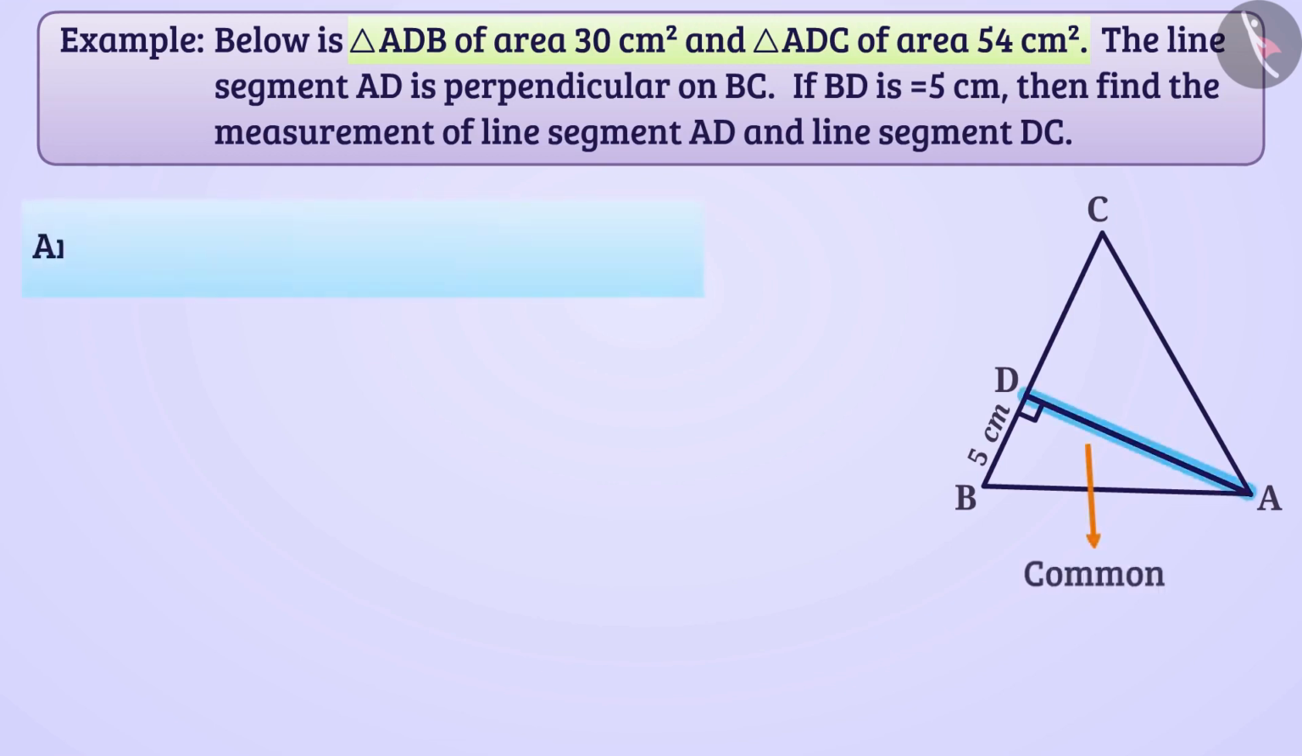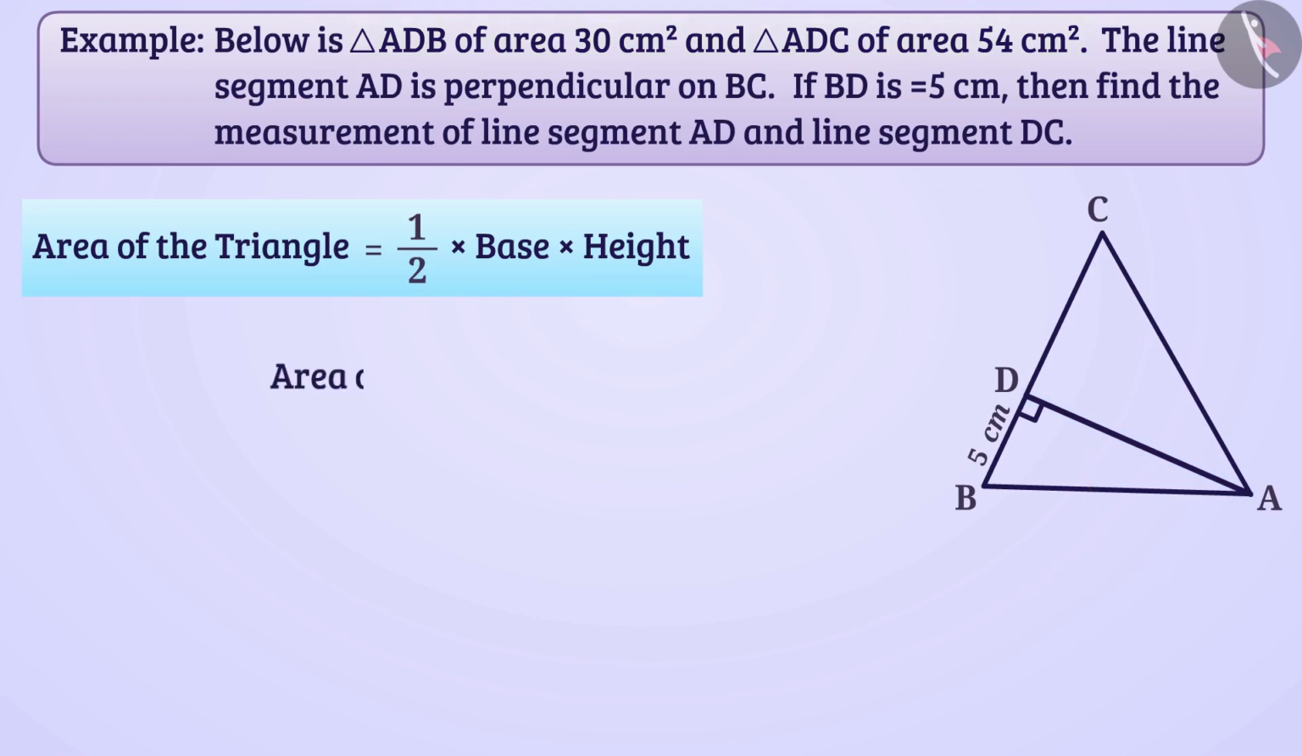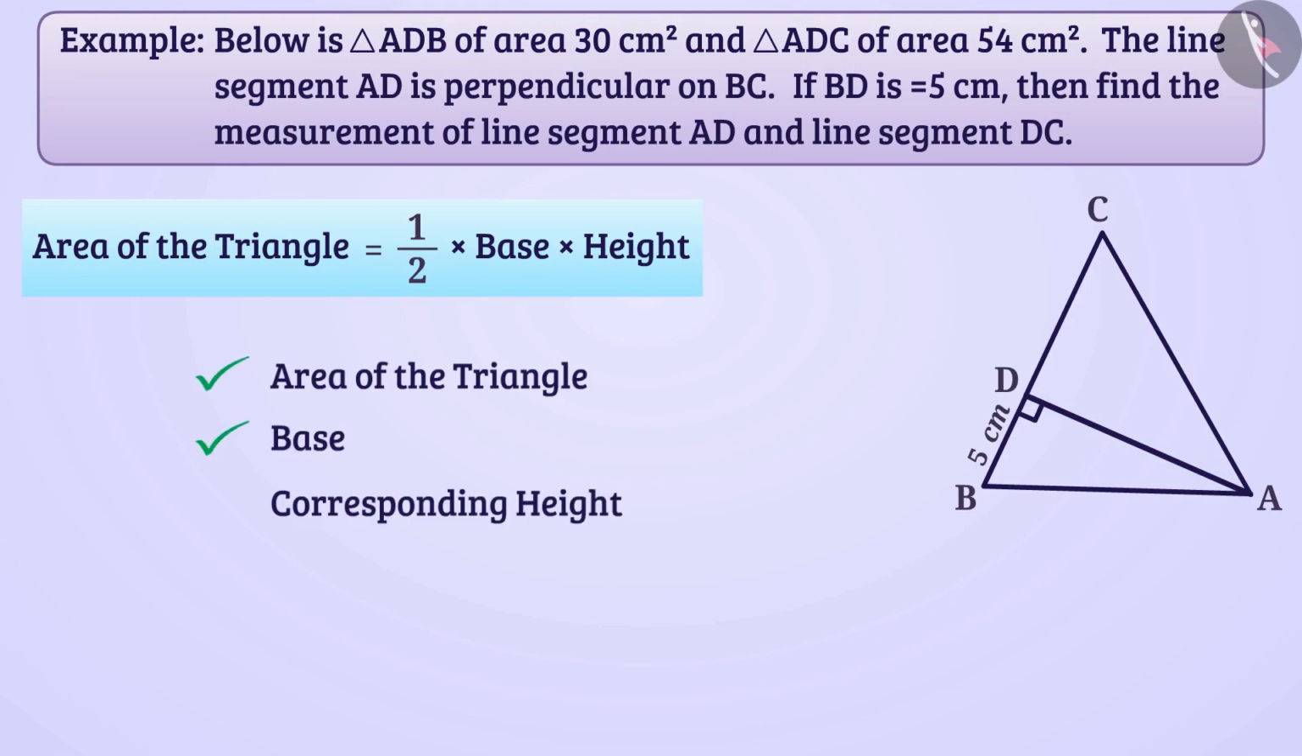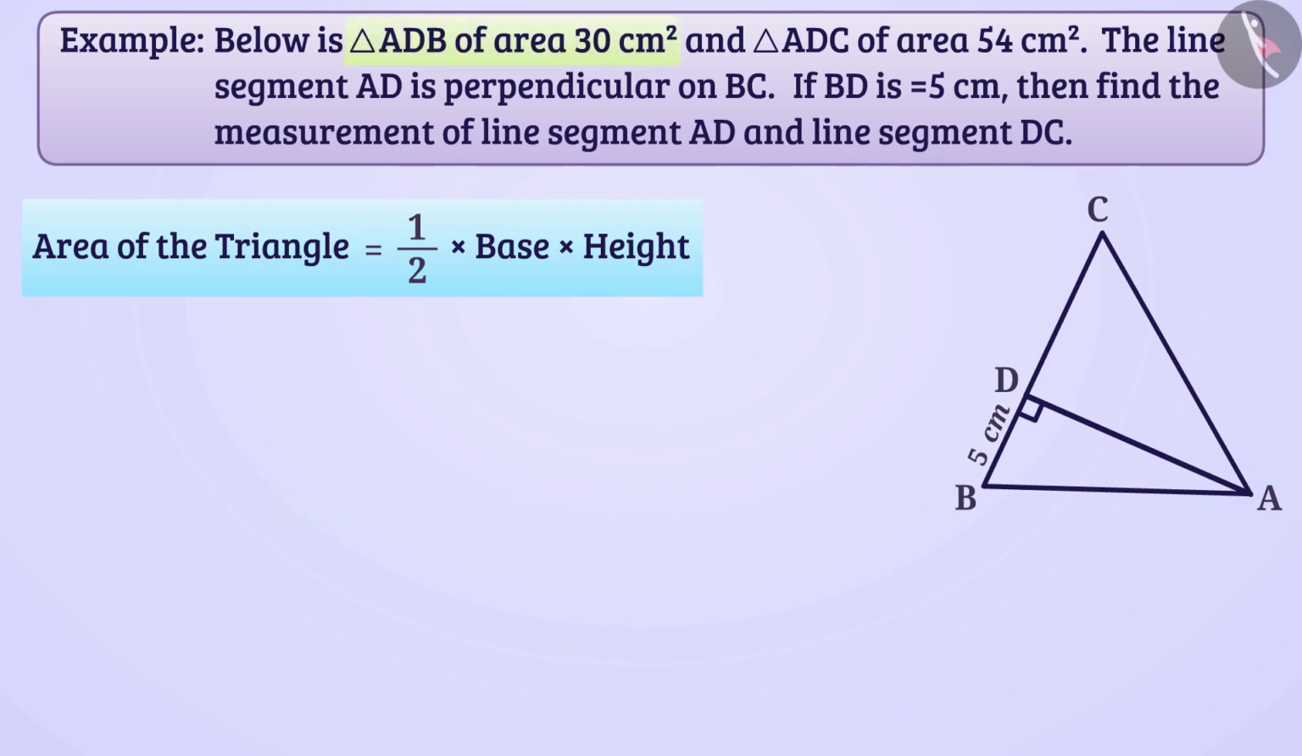We know that the area of the triangle is half multiplied by base multiplied by height. In this way, if we know the measurement of the area of the triangle, base or its corresponding height, any two from these three, then we can easily find the measure of the third, such as the area of triangle ADB is 30 square centimeter. Since the side BD and side AD are perpendicular to each other, this means that angle ADB is the right angle. That's why triangle ADB is a right angle triangle.